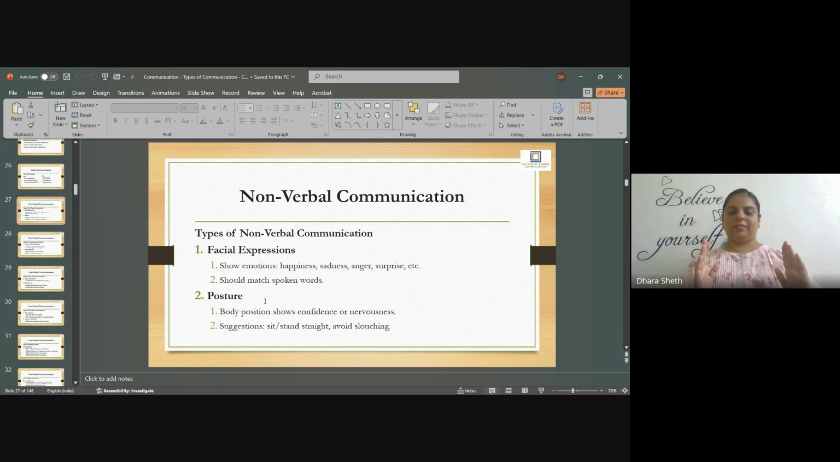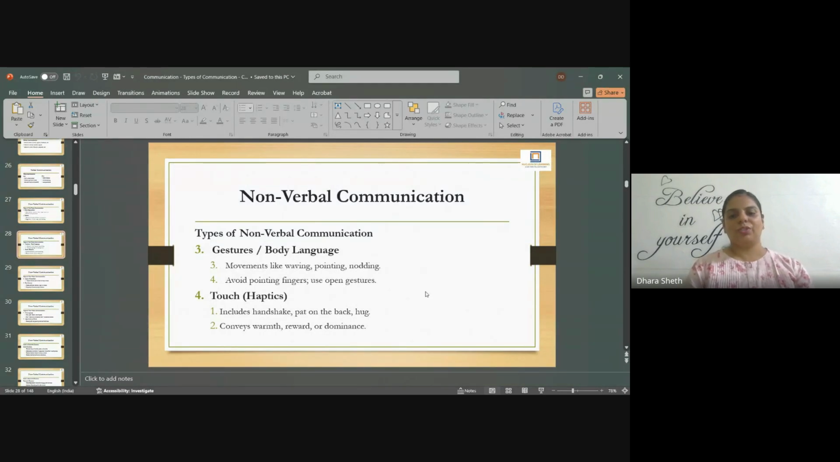Posture, the way you stand, the way you put your hands. Like this is defensive. It's called closed communication. Closed hands show that no, I don't want to listen to you. You're being defensive. This is more open. Like, okay, share your views. I'm ready to listen. So as a teacher, closed posture is not good. Also, when someone is nervous, they do this. You should usually have open posture. Sit or stand straight. Avoid slouching like this.